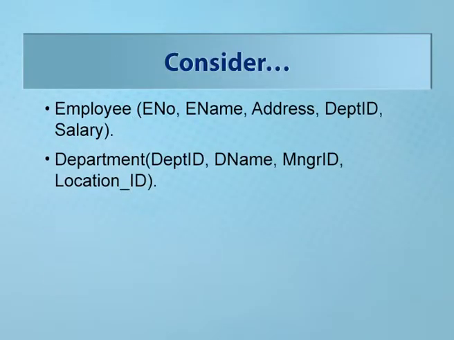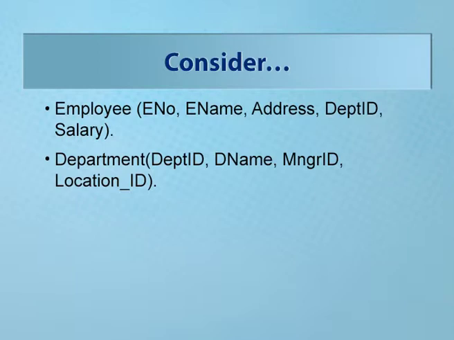Each and every key differs from the other keys in the way it functions in the table. So, let us see one by one what exactly a super key is, and the other keys. Before we move on to the definition of the super key, just watch two relations, employee and department. In the employee relation, we have identified 5 attributes: employee number, name, address, department ID and salary. And in the department, we have department ID, department name, manager ID and location ID.